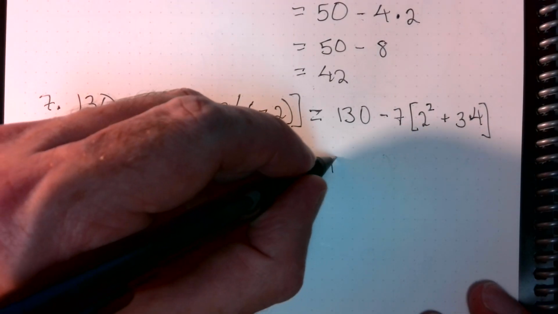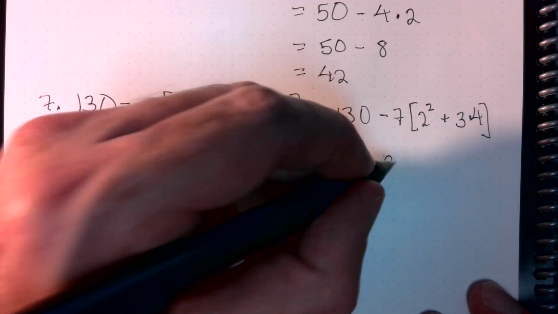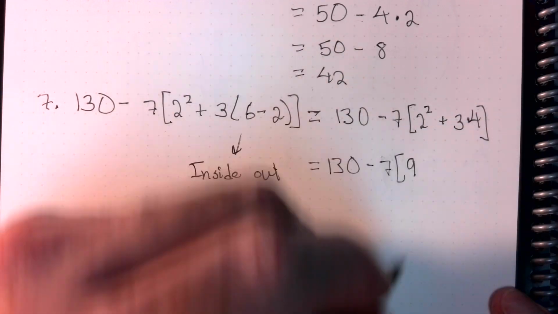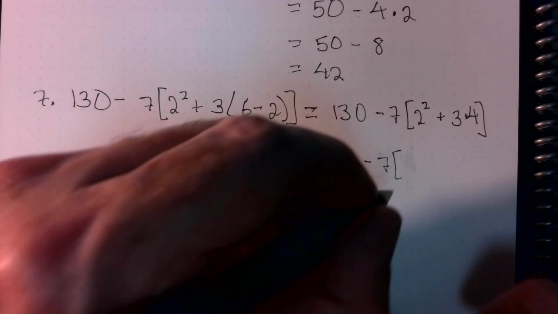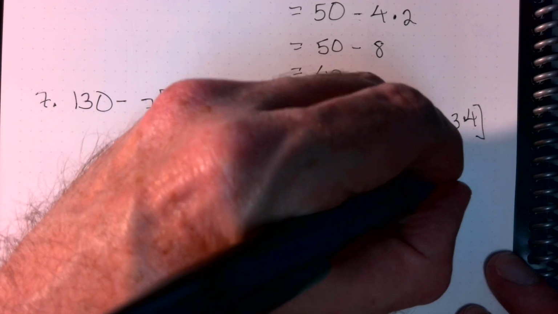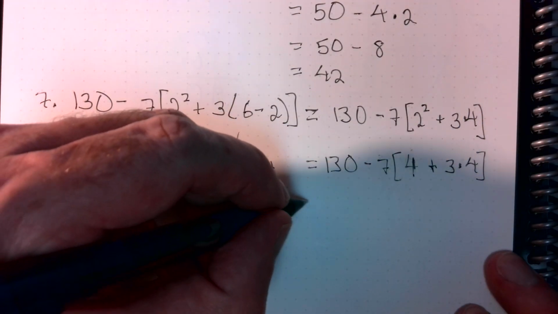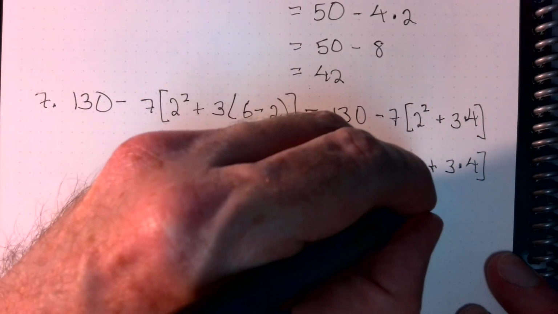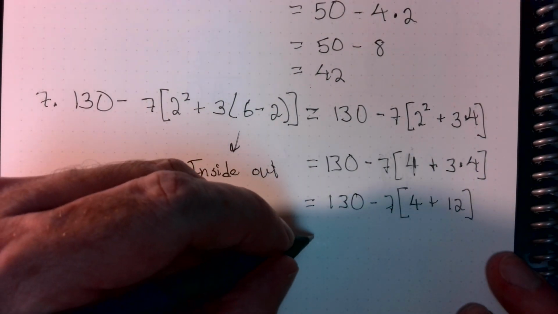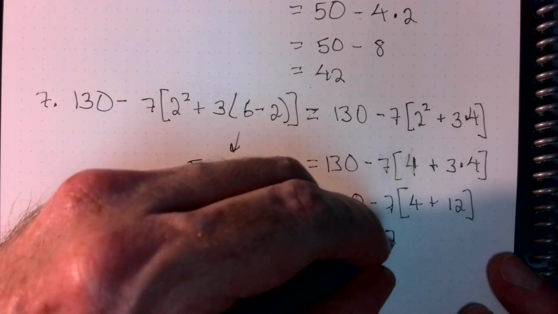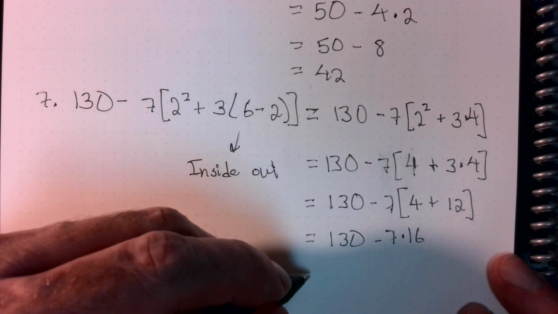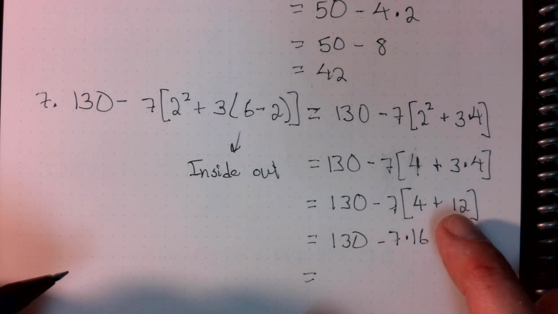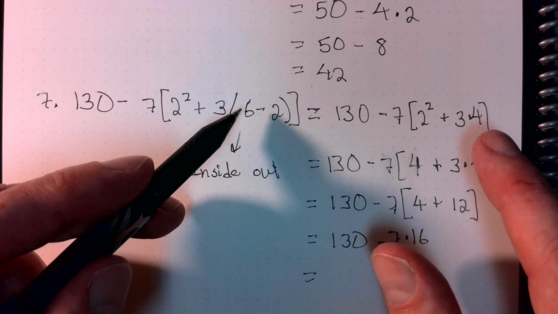Now, order of operations tells me to take care of that exponent. Oops, nope, not 9. 2 squared is 4. Now that I've taken care of the exponent, I'm still working in the brackets. I do the multiplication and get that. 130 minus 7 times 16. The reason I did the addition first is because it was inside a bracket. So I dealt with the innermost parenthesis first.